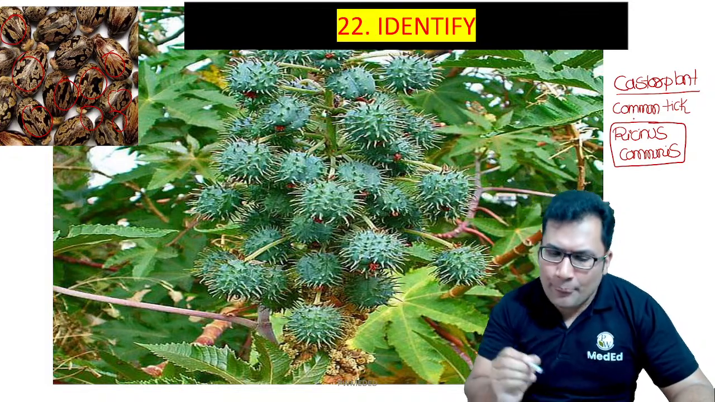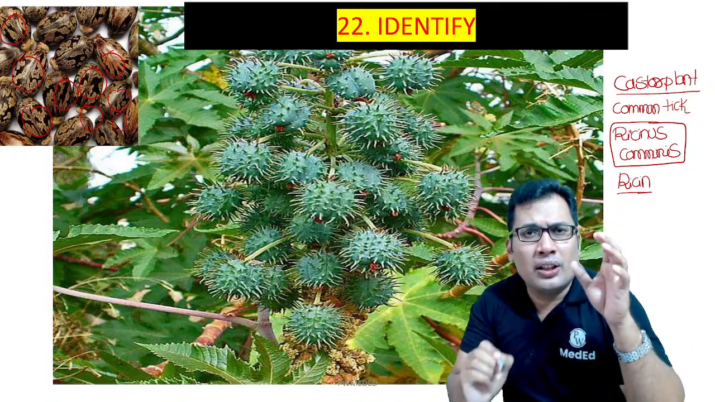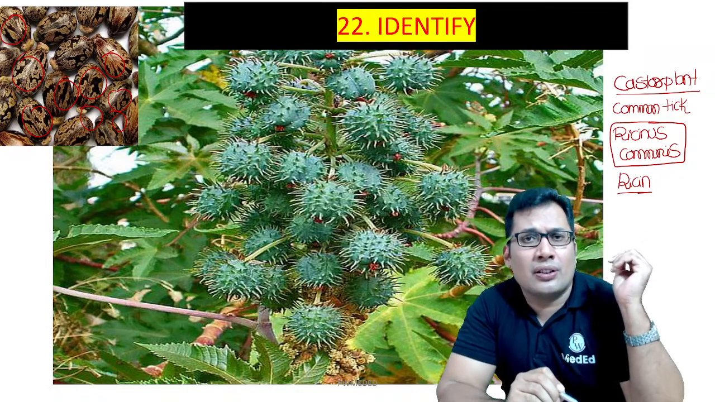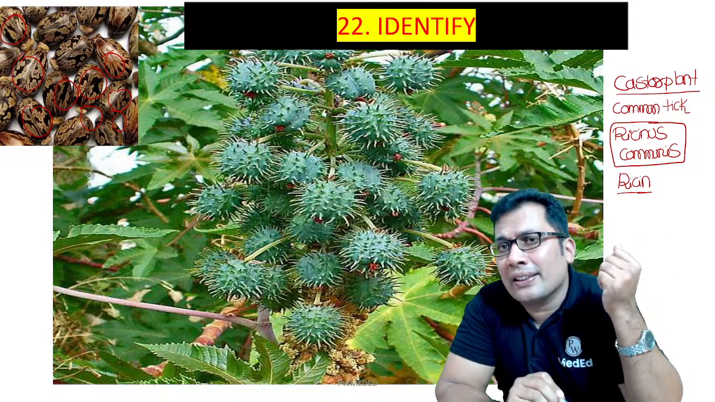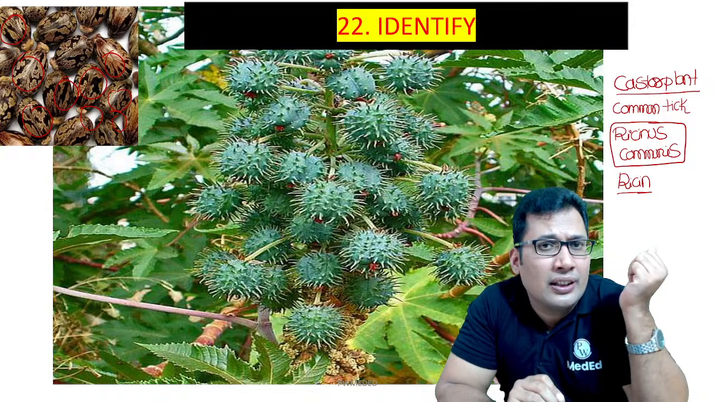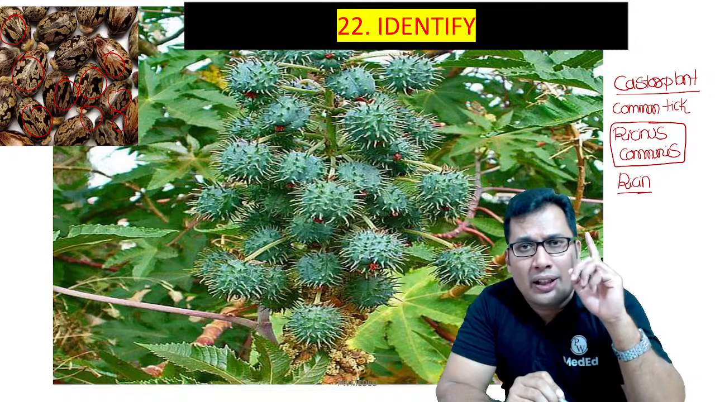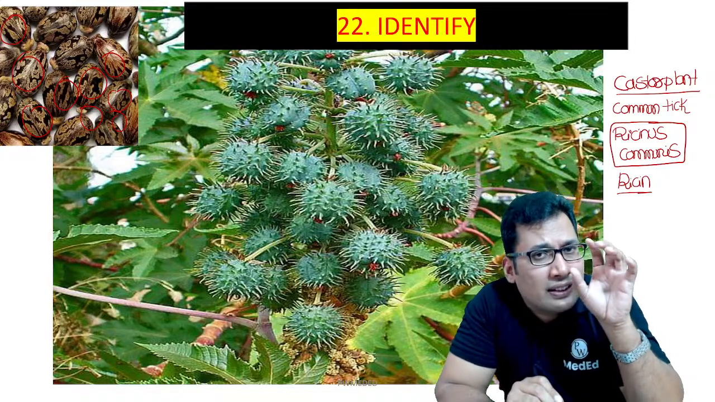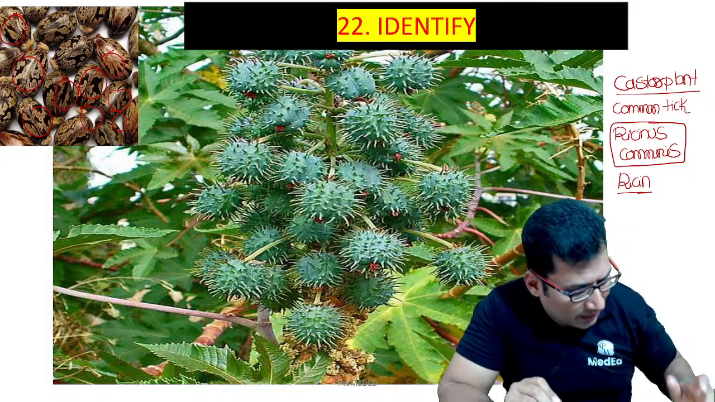What is the active principle? Ricin. What will this ricin do? Ricin inhibits protein synthesis. It inhibits RNA polymerase. It causes death within 3 to 4 days. And dear students, remember one very famous case of this poisoning is the umbrella murder case.